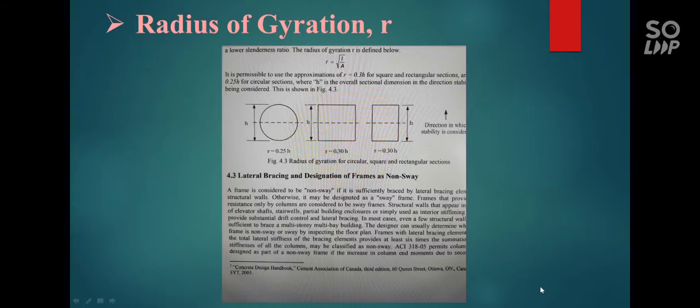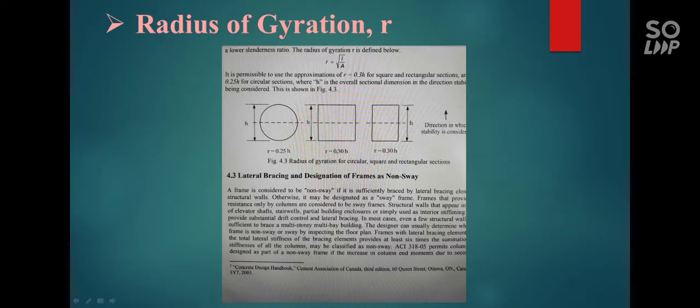It is permissible to use the approximation r equals 0.30h for square and rectangular sections, and r equals 0.25h for circular sections, where h is the overall sectional dimension in the direction of stability being considered. So for the circular section, we use r equals 0.25h, and for the square and rectangular sections, we use 0.3h.